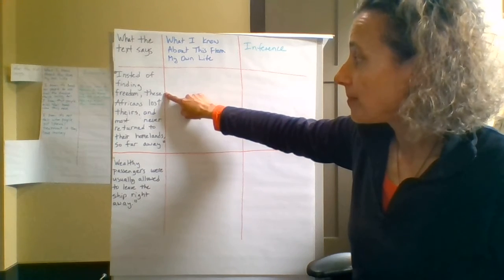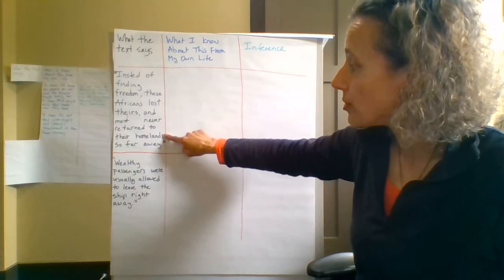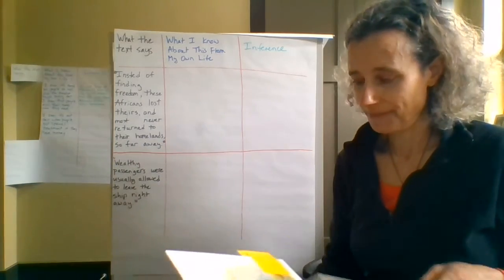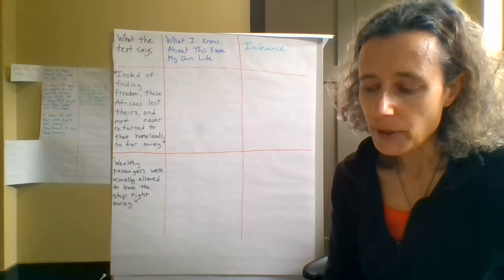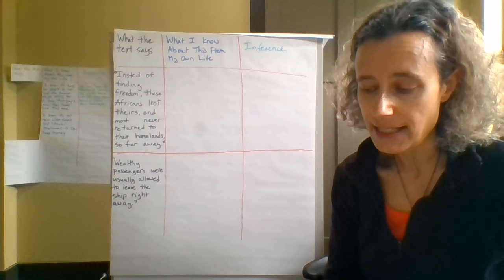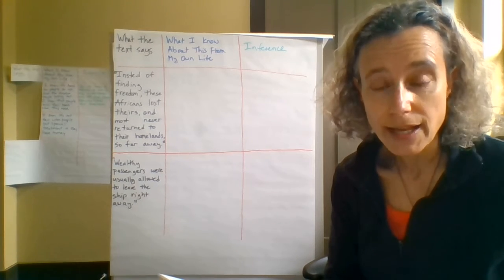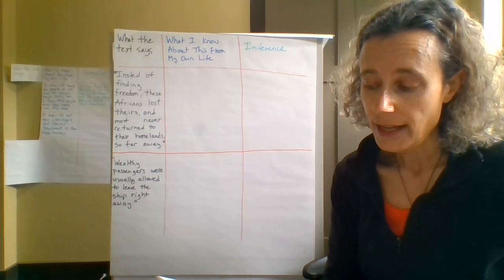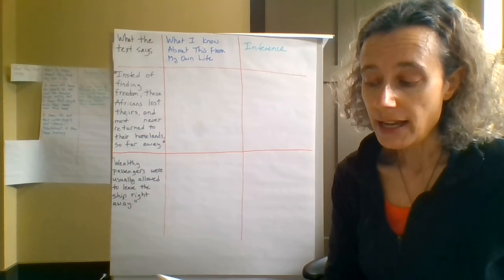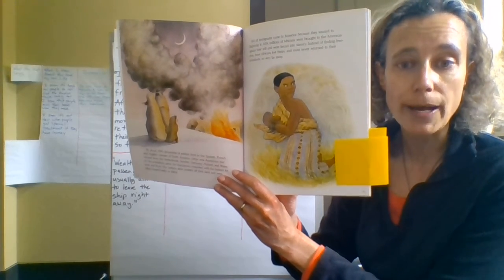Instead of finding freedom, these Africans lost theirs, and most never returned to their homelands, so far away. Not all immigrants came to America because they wanted to. Beginning in 1619, millions of Africans were brought to the Americas against their will and forced into slavery. Instead of finding freedom, these Africans lost theirs, and most never returned to their homelands, so far away.